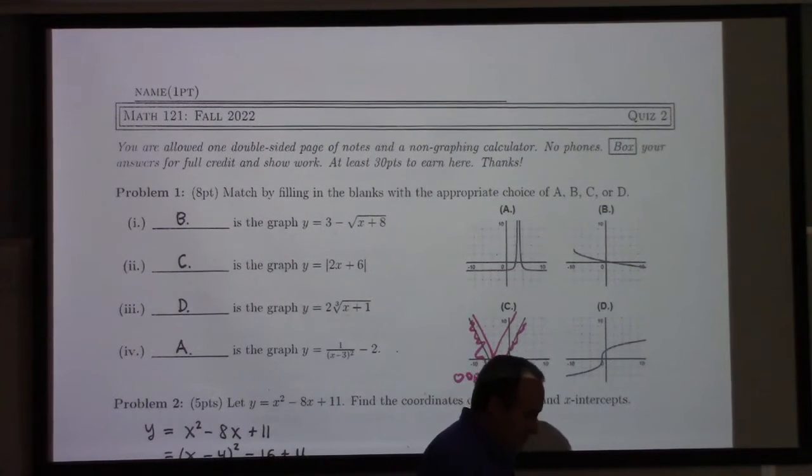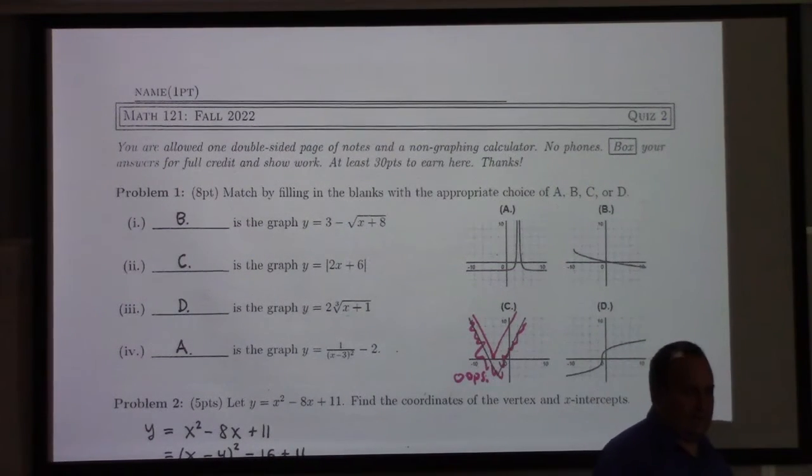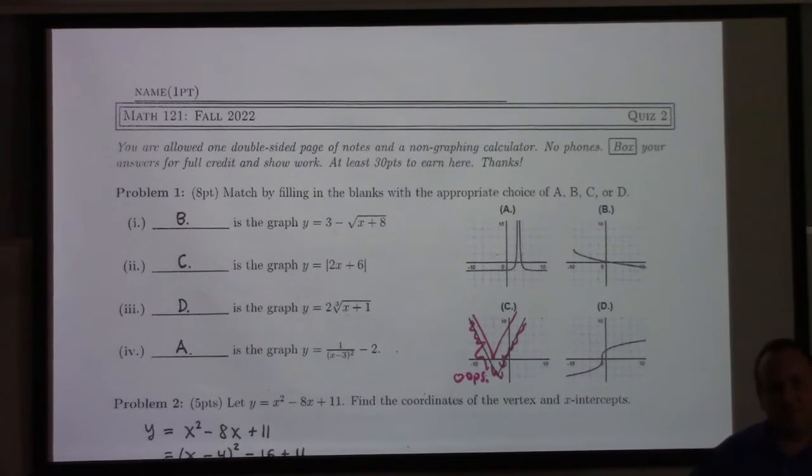By and large, people got problem 1 right, and this makes me very happy because that means you have achieved one of the basic goals for this class, which is to gain familiarity with what graphs look like. These are some of the basic graphs you'd like to know for calculus or other applications: the square root graph, the absolute value graph, the cube root graph, and the volcano graph, right?